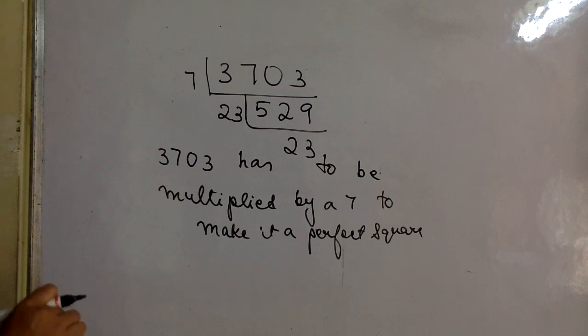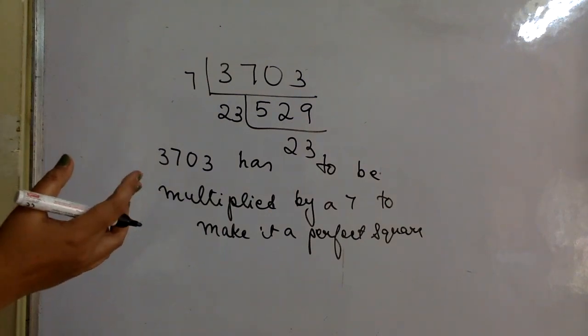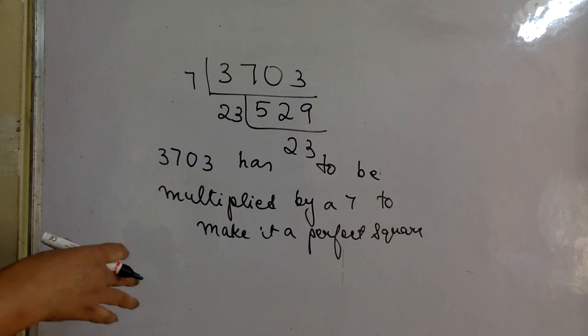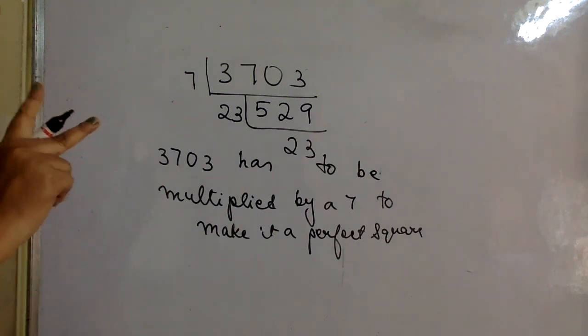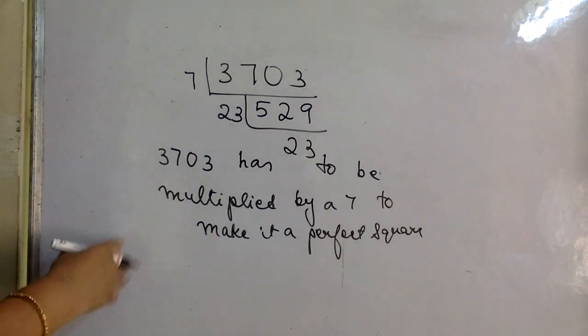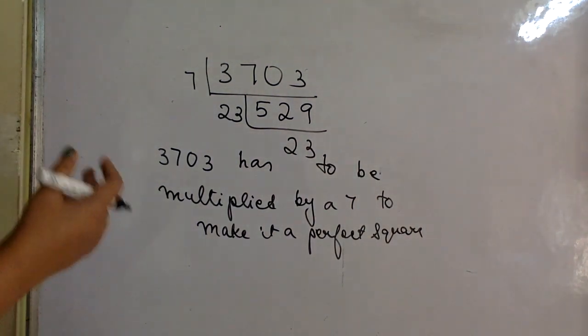Now here I want to tell you there will be questions of another type, which is find the smallest number by which it has to be divided to make it a perfect square. Now these are two types of sums. This one we were doing, what has to be multiplied. The next one that I am going to take up is what has to be divided.